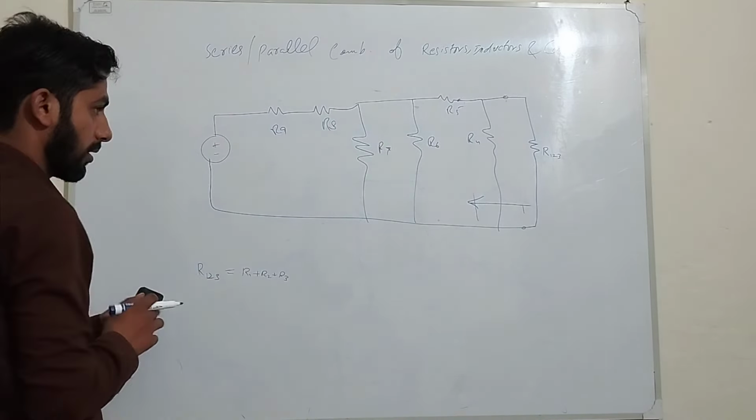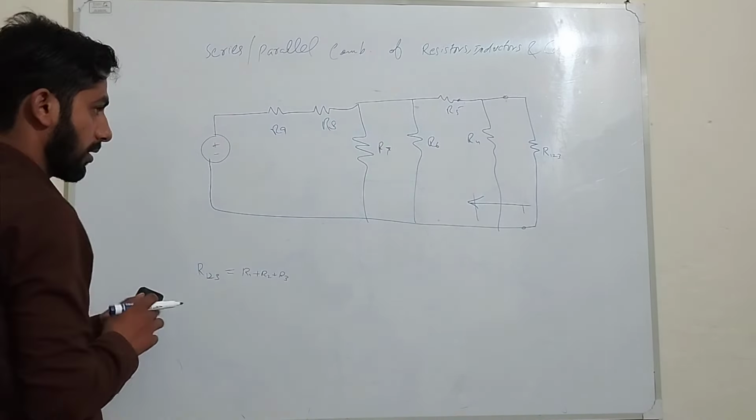So I will connect another resistor here. It is R12345. See here, these three resistors are in parallel. These will make another single resistor that will be connected here. That single resistor will be in series with R8 and R9. So how do I solve these three resistors in parallel combination?